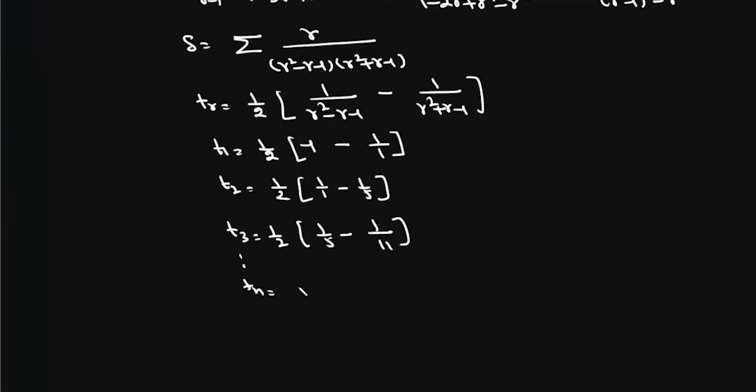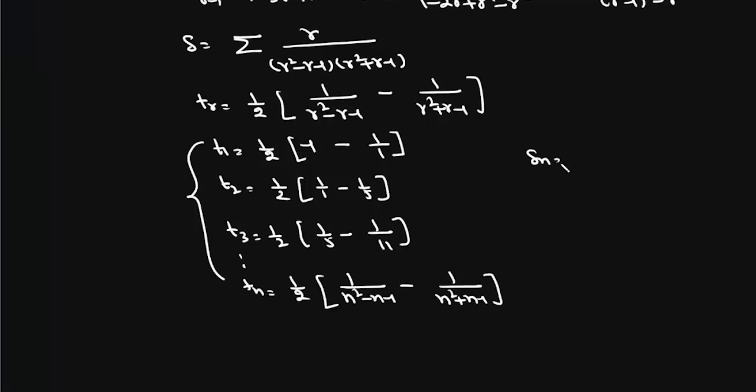And its nth term will be 1 by 2, 1 upon (n square minus n minus 1) minus 1 upon (n square plus n minus 1). Now if we add all these terms, we'll get our Sn. So this Sn, these terms will cancel.